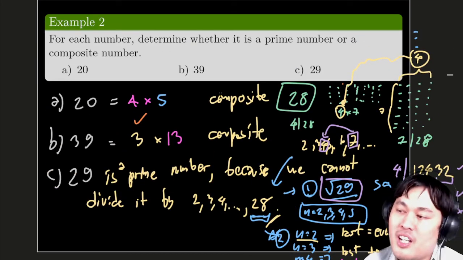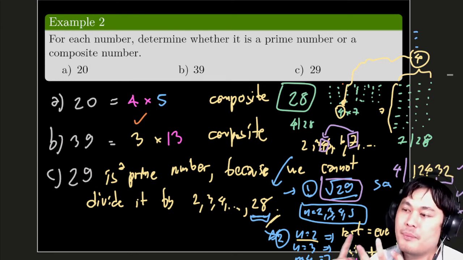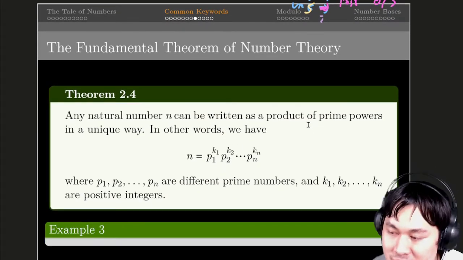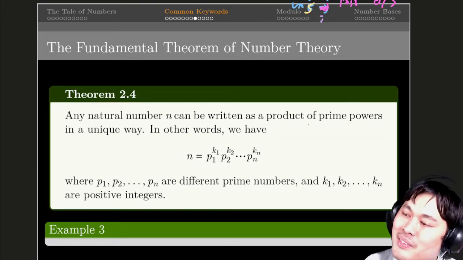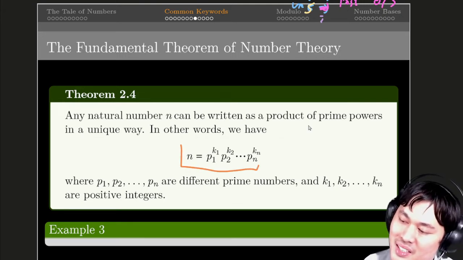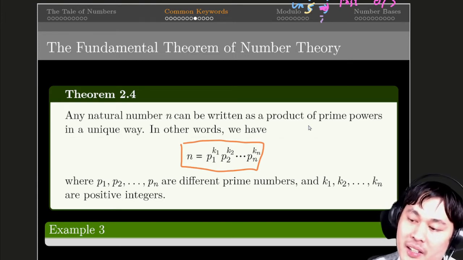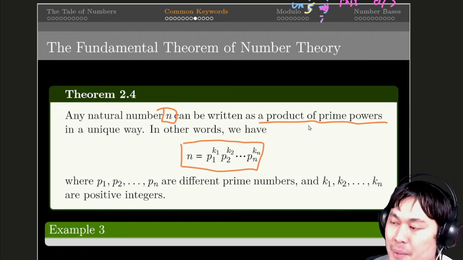And so we talked about divisibility, remainder, prime, composite. Next concept is a pretty fancy way of saying theorem, but again, it's actually intuitive. If there's a natural number n, it can be expressed as a product of prime powers.